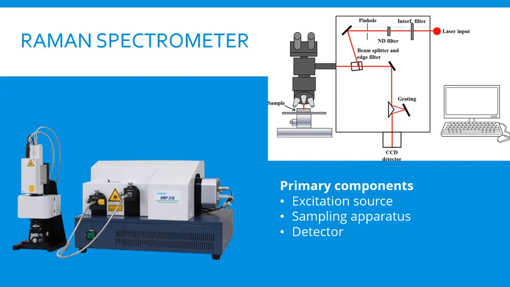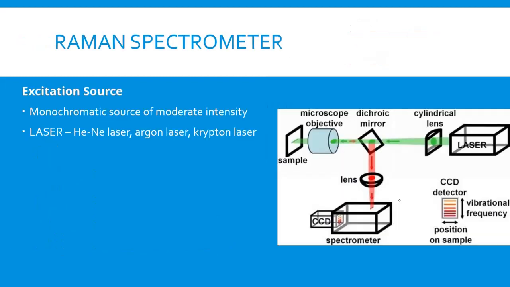The sampling apparatus will contain the sample and collect the scattered radiation from the sample, and it will have a detector. This detector will detect the different scattered lines.